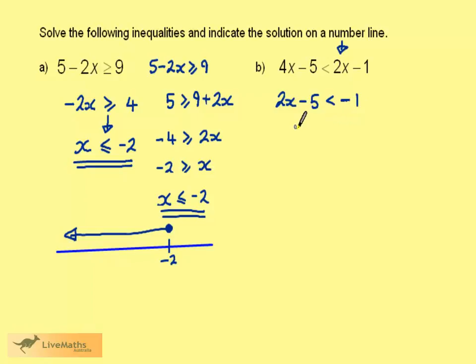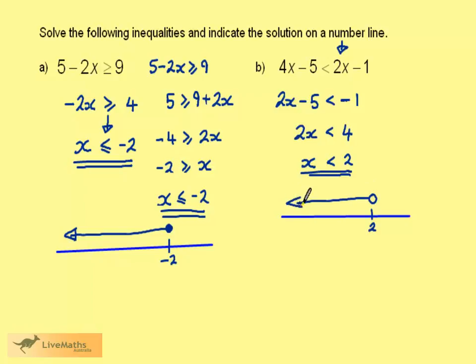On the left we just have 2x. On the right, minus 1 add 5 is 4. Divide both sides by 2 and we have x is less than 2. We want to indicate this on a number line. Here's 2. Less than 2 means a blank circle and an arrow extending to the left.